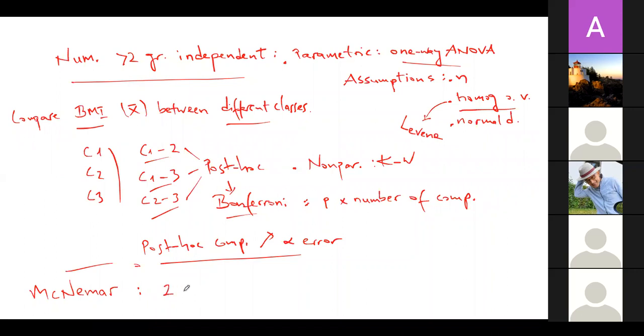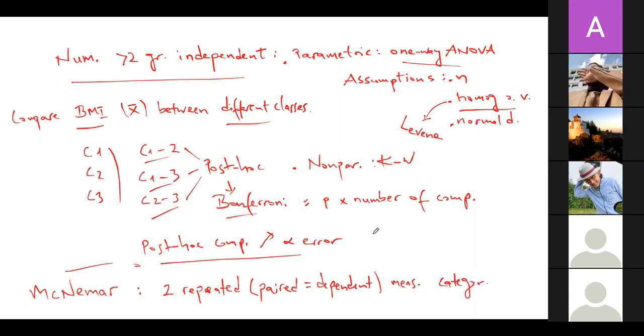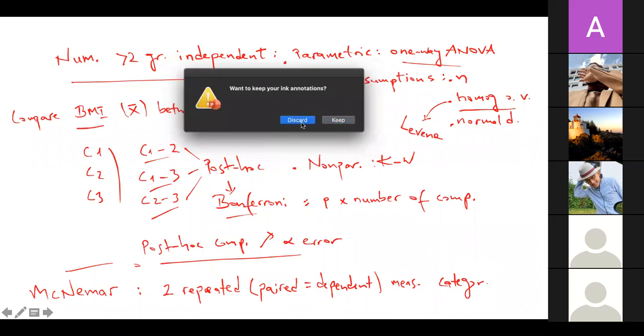2 repeated measurements, which means paired or dependent. Measurements, 2 repeated measurements for categorical data. Okay.